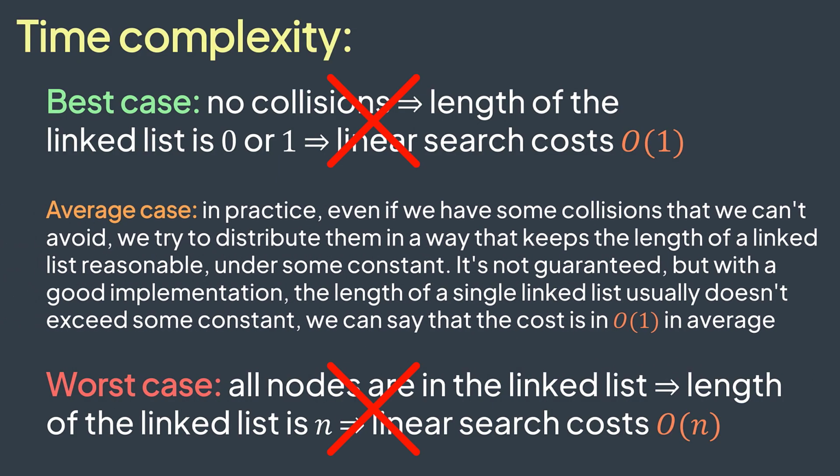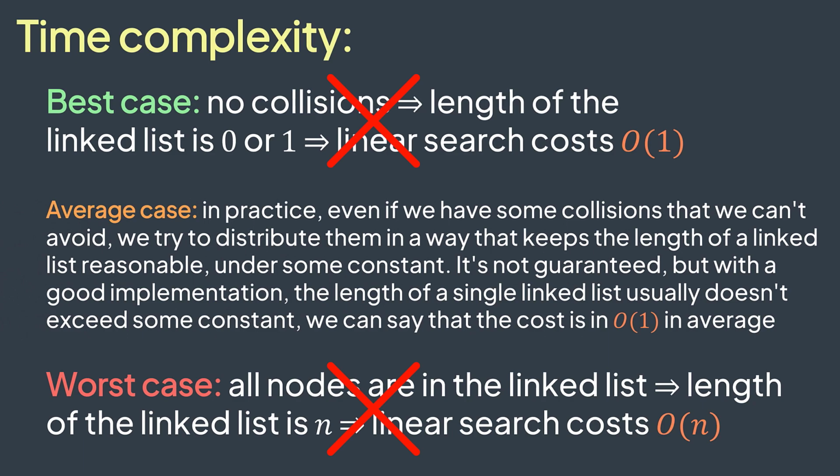In practice, we avoid the second case by using a good hash function and rehashing, but we can still have collisions. So in practice, even if we have some collisions that we can't avoid, we try to distribute them in a way that keeps the length of a linked list reasonable, under some constant. It's not guaranteed, but with a good implementation, the length of a single linked list usually doesn't exceed some constant, and this is why we say that searching for the node is O of 1 time on average.